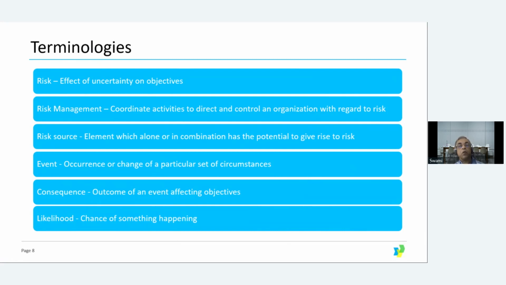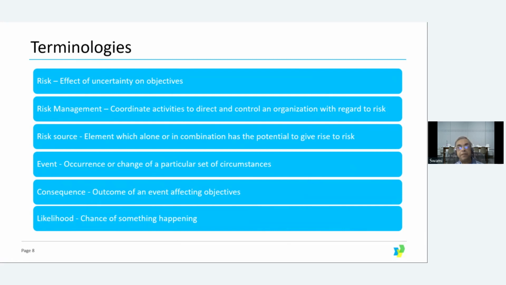It is an element, can be one element or a combination of elements, which has the potential to give rise to risk. Event: occurrence or change of a particular set of circumstances. It's an event. Any change that happens inside the organization or external to the organization is considered an event which may affect our achieving our objectives, and needs to be identified and addressed.